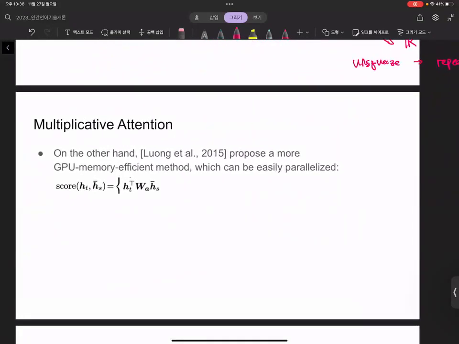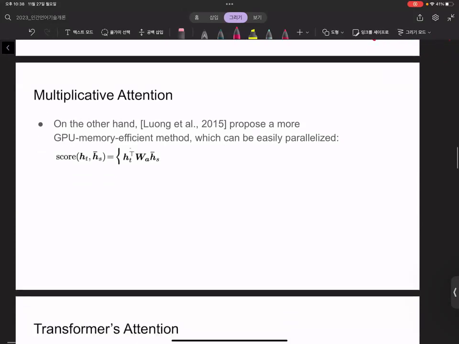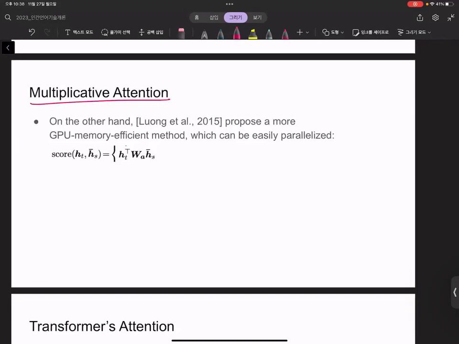On the other hand, multiplicative attention has been proposed. This is Luong attention, which was covered in the last session, right?